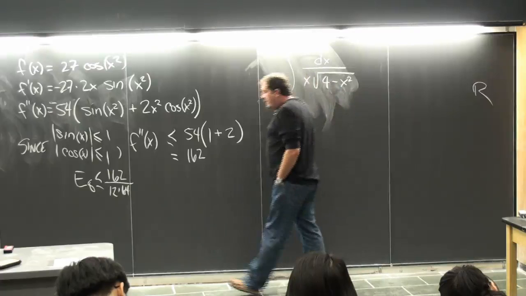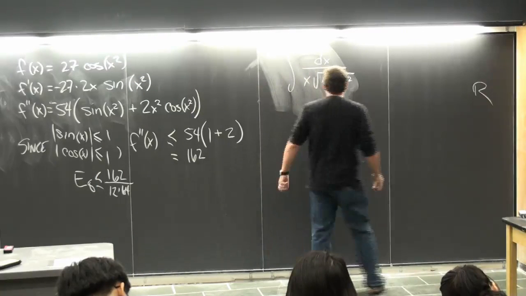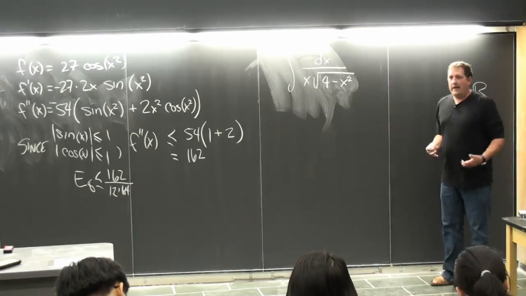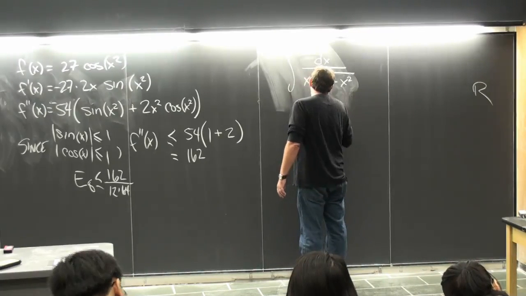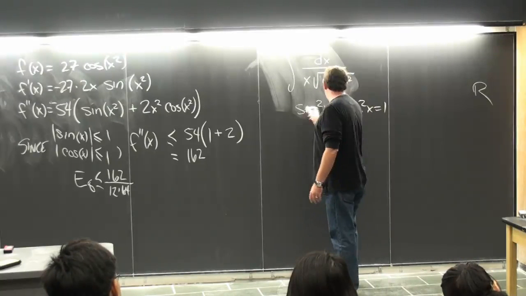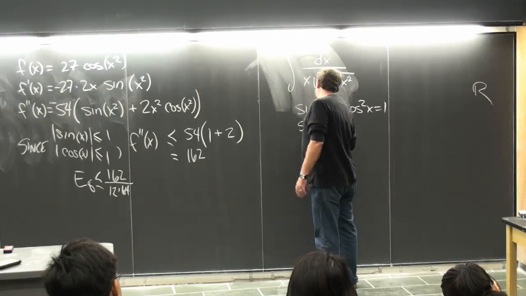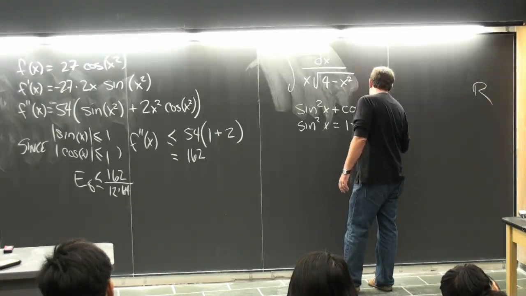All right. So here, I look at this and I say, I hate this square root. I want it to go away. And I remember that sine squared plus cosine squared is 1. So that means that sine squared is 1 minus the cosine squared.